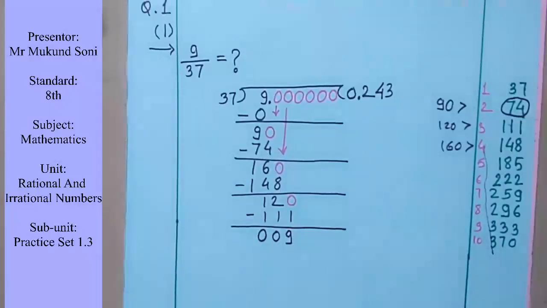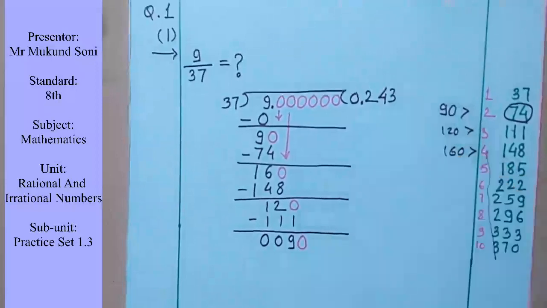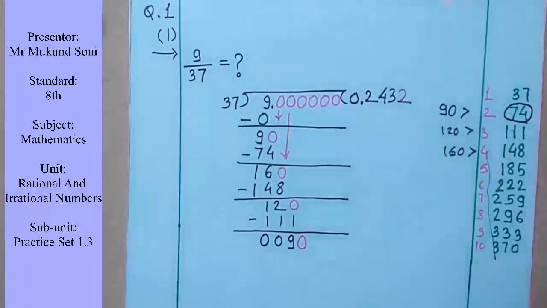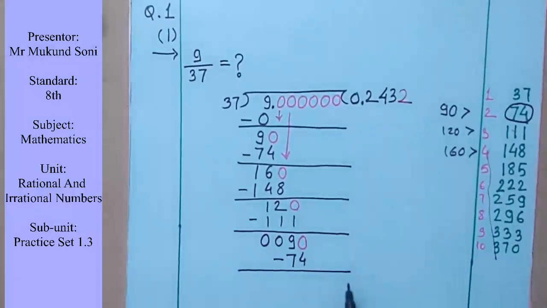Now take the next 0 down, because 9 is again not subtractable from 37. But after taking a 0, the 9 will become 90 and that can be subtracted from 37 at 2's. Now I'm writing 2 there, writing 74 below 90, doing a subtraction, and my answer will be 16.